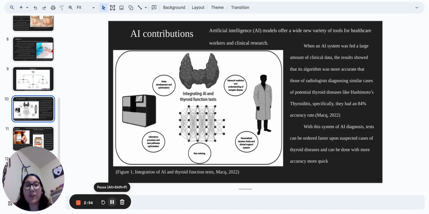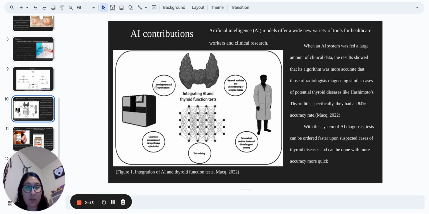As a result, thyroid function tests, TFT, as we've discussed before, are ordered more frequently for diagnosis and disease monitoring. When an AI system was fed a large amount of clinical data, the results showed that its algorithm was more accurate than radiologists diagnosing similar cases of potential thyroid diseases like Hashimoto's thyroiditis. Specifically, it had an 84% accuracy rate. With this system, tests can be ordered faster upon suspected cases of thyroid disease, and can be done a lot more quickly and with more accuracy.